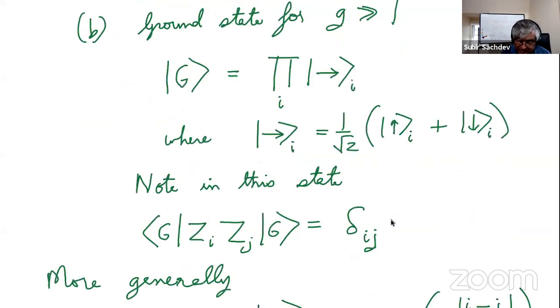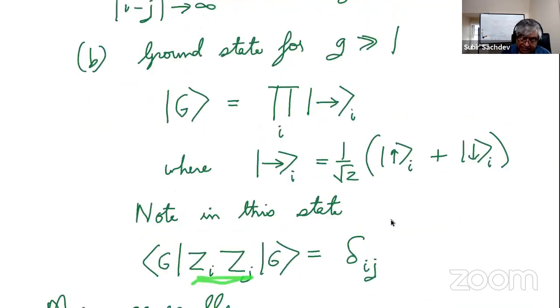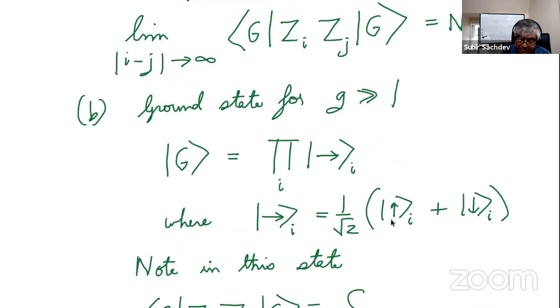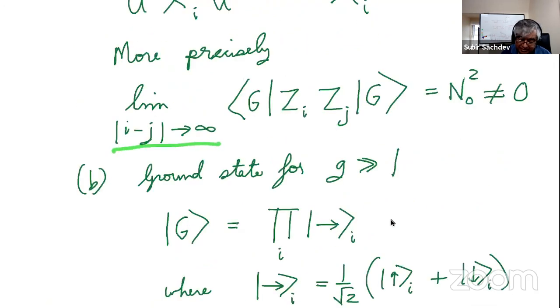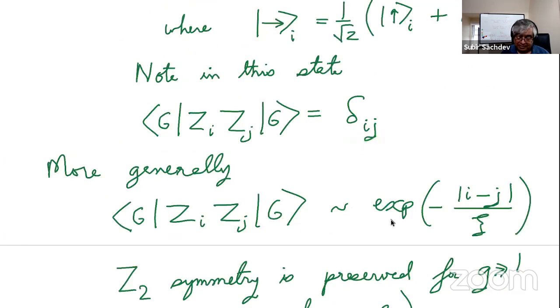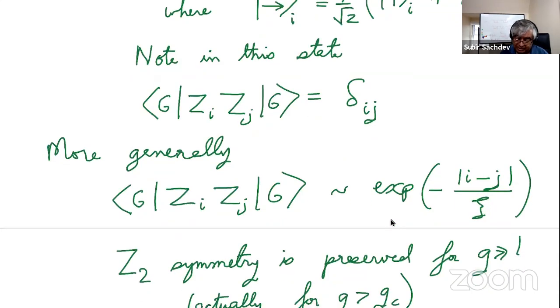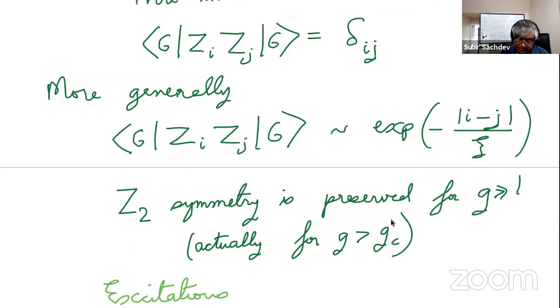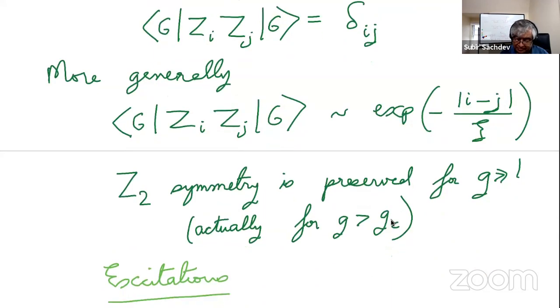So yes, if you look at the same correlation function that had long range order, which went to non-zero as i minus j went to infinity, now this obviously goes to 0 because it's just 0 once i is not equal to j. So more generally, you expect some exponential decay. And because this decays exponentially and goes to 0 as i minus j go to infinity, the Z2 symmetry is preserved.